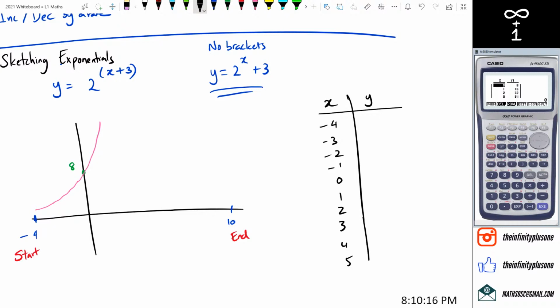But the pain of this is that for each individual number, you would have to go in there and type it in. So for example, you would go 2 to the power of -4 plus 3. So that's 0.5. Then you would just press the back button, get rid of the 4, replace it with a 3, press enter, 1.